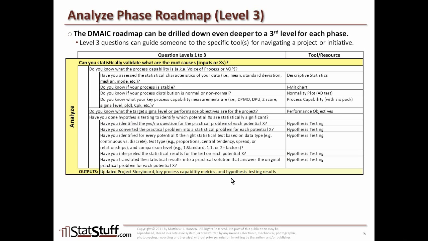Now with all this information, at this point you should be able to answer this top level question for the analyze phase, and you should now be able to say that you can statistically validate what are the root causes. Based on the data you collected, based off of this hypothesis testing and everything you've done on your data, you should know which ones are the root causes. This would now prepare you for moving on to the next phase. Once you can answer yes to this, now you can move on to that next phase, which is the improve phase.